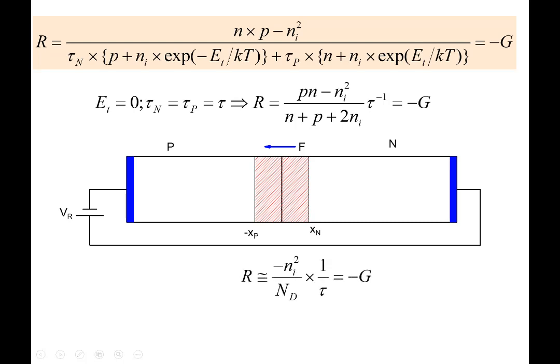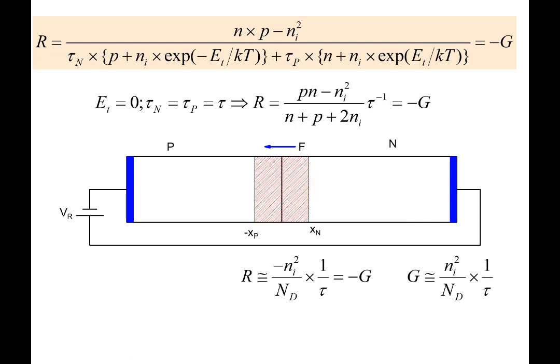And if I go inside the depletion region, Pn is much less than Ni square, so Pn you neglect. And inside the depletion region, N and P are also much less. But for the moment, if you look at this region here, Pn is much smaller than Ni square, P is negligible, N is equal to Nd, so you get R equal to minus Ni square over Nd times 1 over tau. So this is the net generation rate in this particular region. G equal to Ni square over Nd times 1 over tau here. This is the generation rate that you get here.